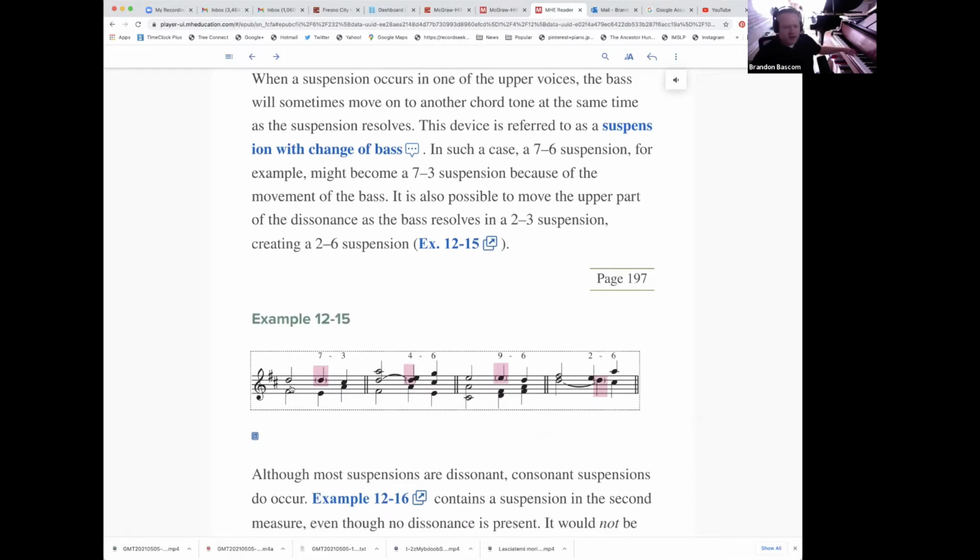Now I'm going to do that again and not move the bass. There's my 7/6 suspension. Now I'm going to move it and do it just like it's written. So what would have been a 7/6 becomes a 7/3 because the bass moved. The second one.